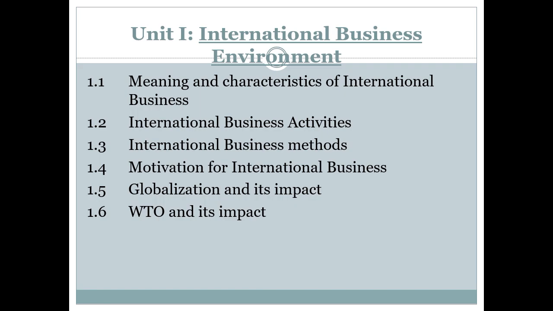Okay, what are the distinctive features of international business. All these things we will study in this content, which will be helpful for us to understand the term international business.